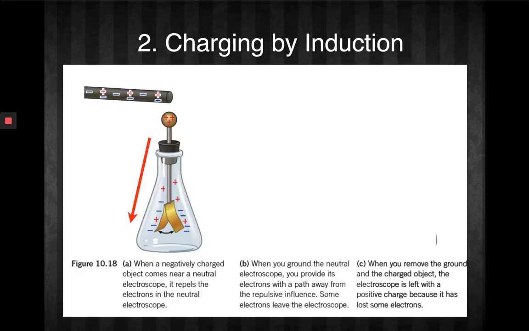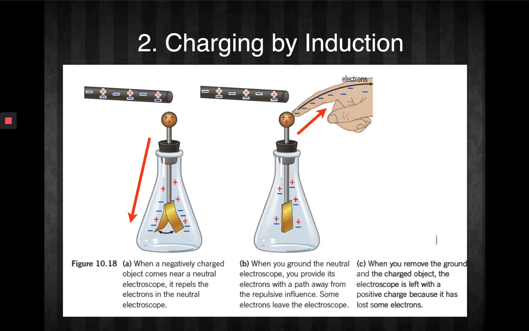So this is what we mean. What we're going to do is we take our charged rod towards our electroscope. In this case, we have a negatively charged rod going towards our electroscope. We're not touching the rod to the electroscope, but all of the electrons in the electroscope are being repelled. So they want to run away. They all move towards the wings and they cause these little wings to flare out.